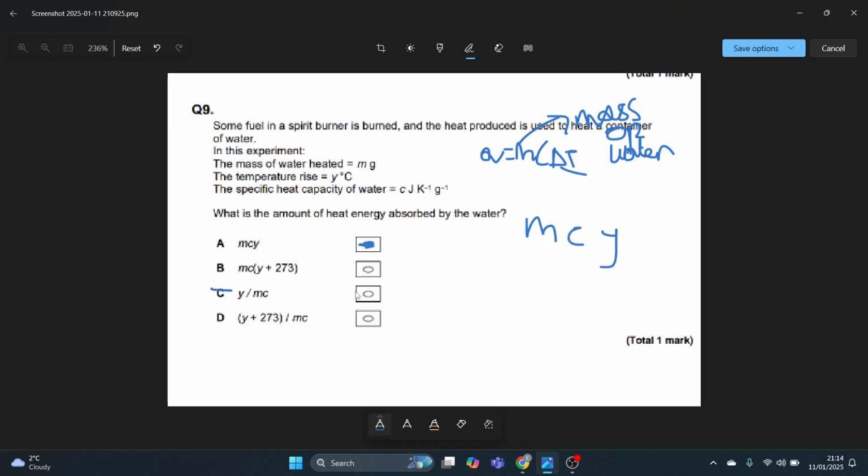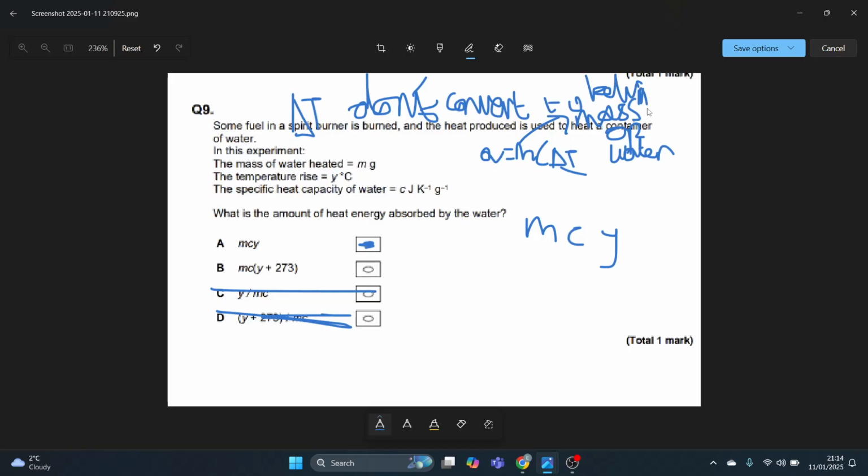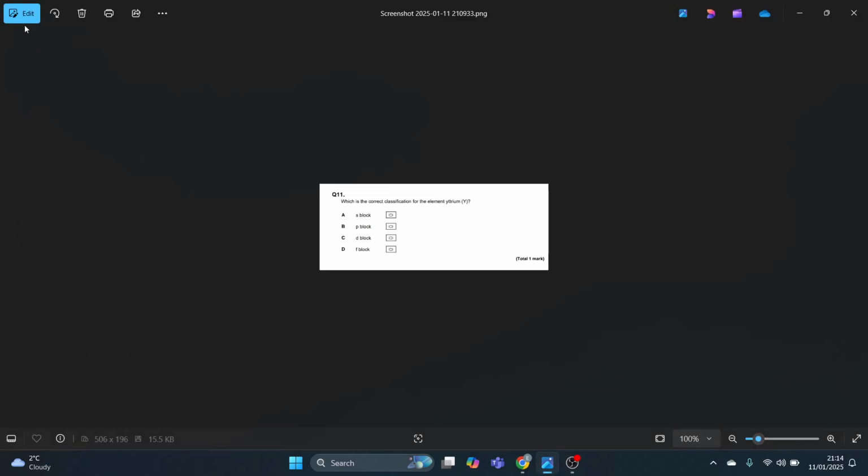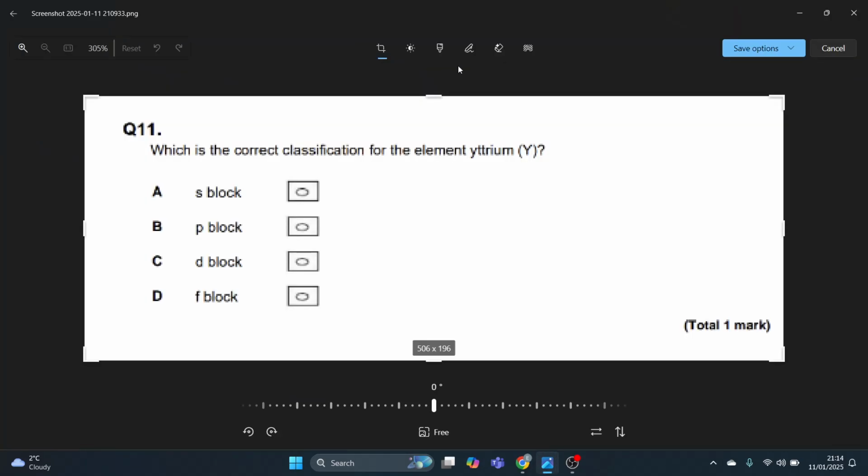I feel like most students would go between A and B and then maybe go for B because of the plus 273. However, remember, temperature rise, delta T, you don't convert into Kelvin. Don't convert to Kelvin, and if you learn that, you're going to avoid so many mistakes that could possibly happen to test you, trick you out.